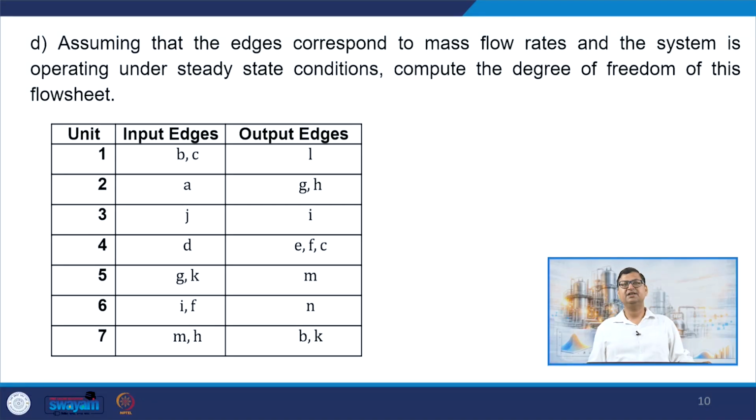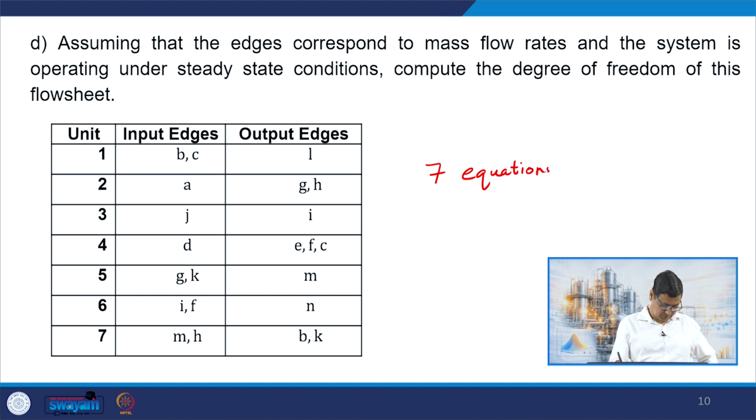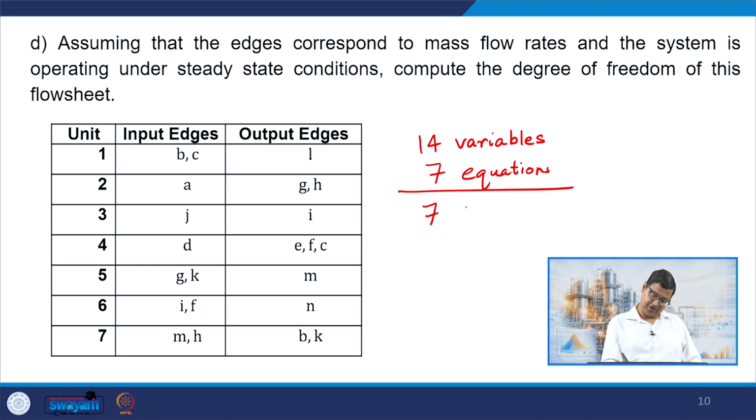So, now the question asks that if the edges correspond to the mass flow rates and the system is operating under steady state conditions, then what is the degree of freedom for this particular flow sheet, right. So, we can see that we have 7 equations because we have 7 units, and we can say here we have variables going from A to N. So, we have 14 variables. So, in total the degree of freedom is 7 in this particular case.